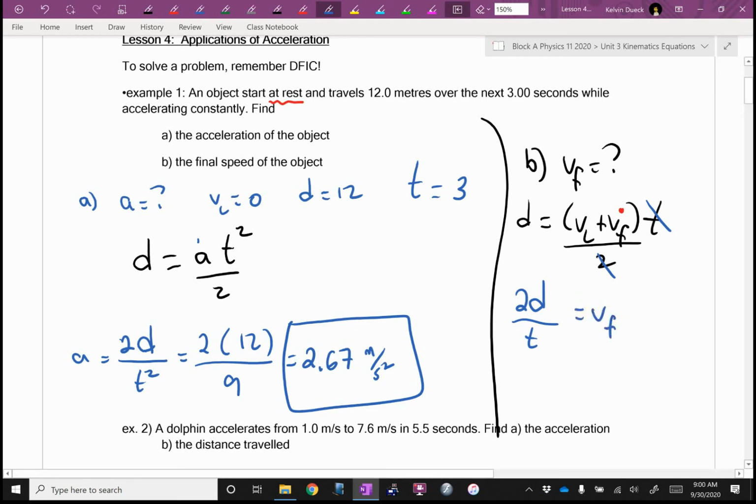You could write the minus VI, but since it's 0, in fact, I probably could have crossed it out up here, but whatever. So VF is going to be, I can do this in my head too, 2 times 12 divided by 3. Oh, that's easy. 24 divided by 3, 8. Yes? Let's go to 2 or 3 sig figs. So I'll go to 8.0 or 8.00. If you just wrote 8, I won't mark it wrong.